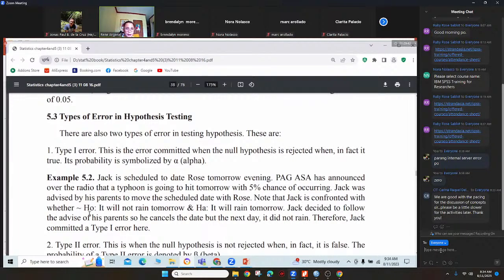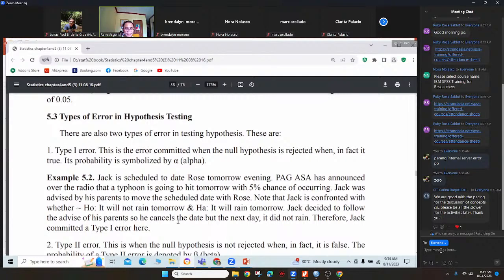So usually, the null hypothesis is the status quo. So it will not rain tomorrow. And then the alternative: it will rain tomorrow. So this is your null, the null hypothesis of Jack. The alternative, no? Jack decided to follow the advice of his parents.